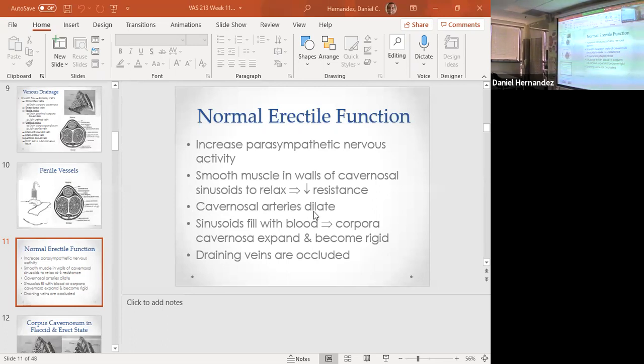The cavernosal arteries dilate. The sinusoids fill with blood, and the corpus cavernosa expand and become rigid. An important part of this also is that the draining veins become occluded. So we have blood flow entering into the penis, filling those sinusoids, which expand, and we don't have drainage of those sinusoids. Those draining veins become occluded, so the blood remains within that tissue, and that is why the erection is maintained.